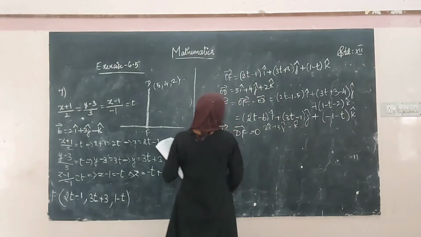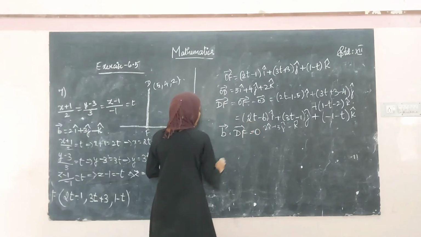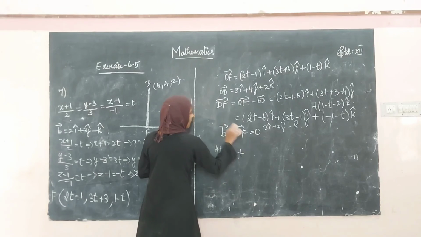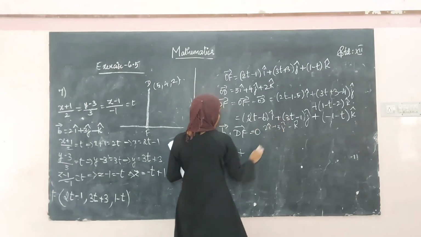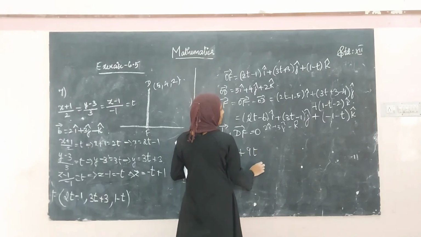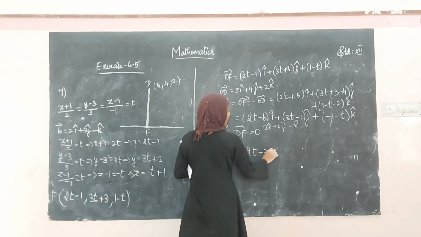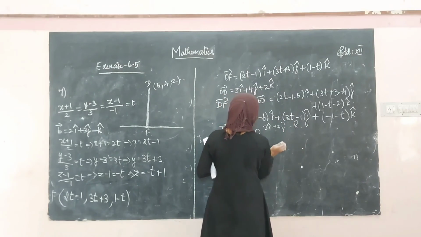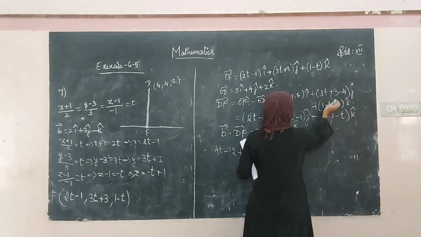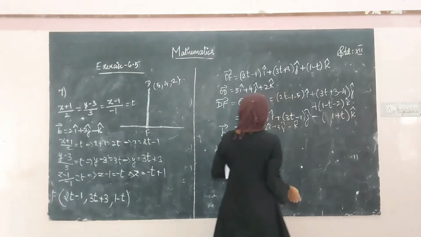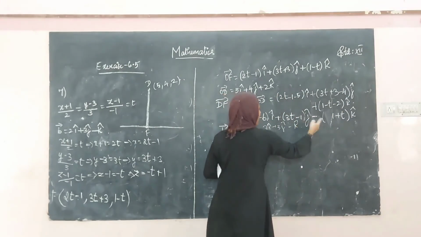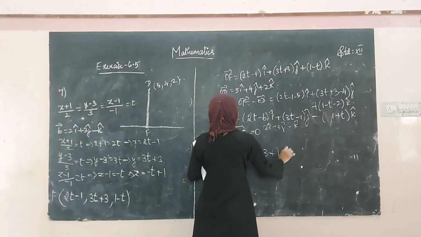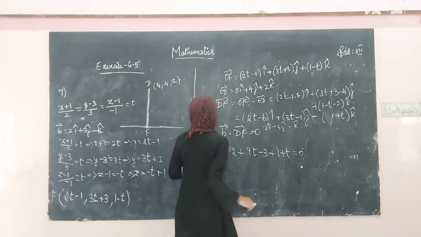Okay, so you have to multiply with the 2i plus 3j minus k vector. 2 into this term is 4t minus 12, plus 3 into this term is 9t minus 3, plus, minus into minus, take the minus outside, you will be getting 1 plus t. So minus 1 into minus of this term, you will be getting plus 1 plus t is equal to 0. Right.